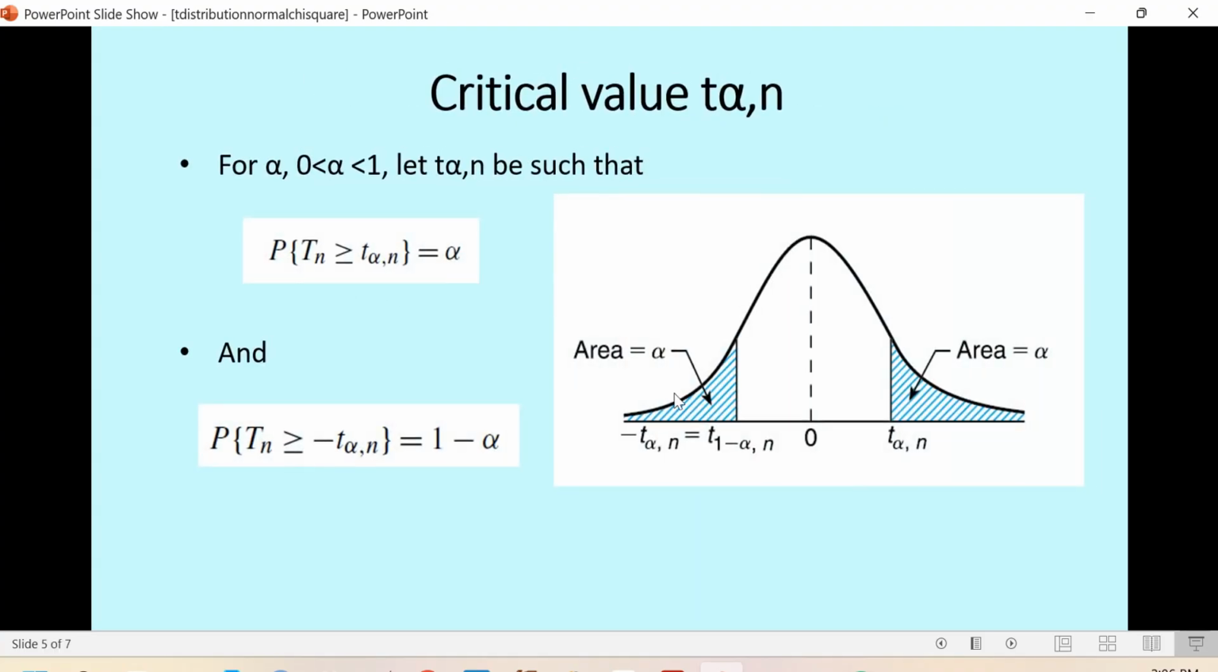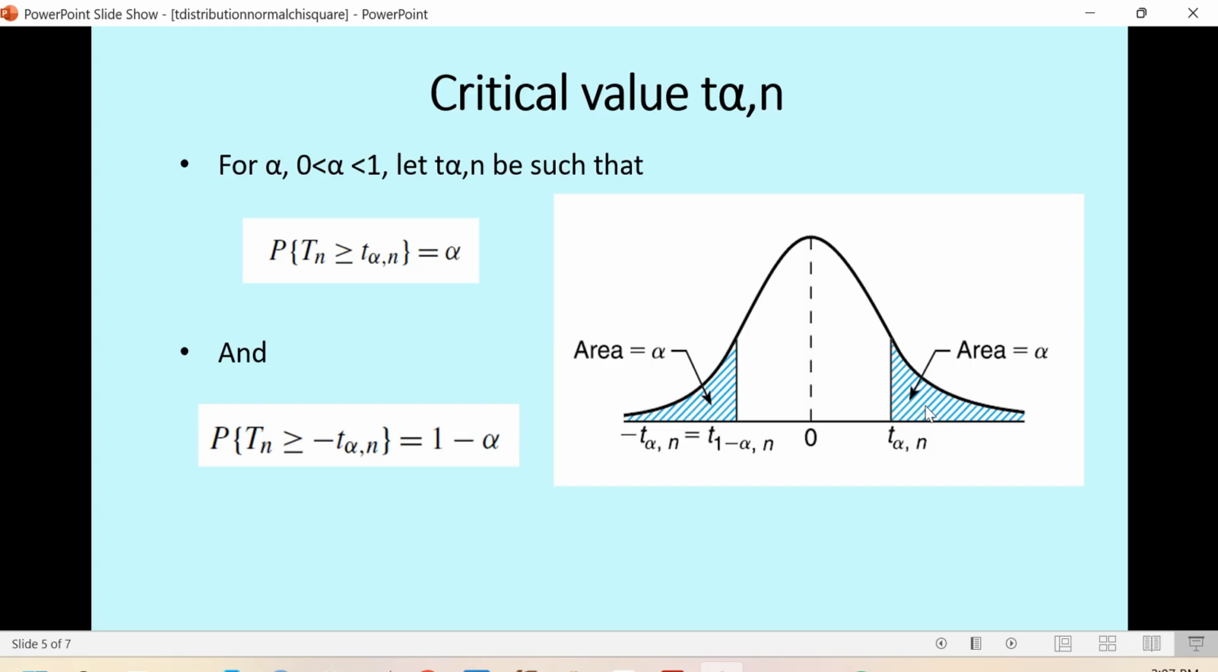The critical value is very important, for example, in hypothesis testing and in calculating probability. Here we assume alpha is a value between 0 and 1, representing a probability. Then we can denote the probability of the t random variable being larger than t alpha n. Here t alpha n is the value we call the critical value. Larger than this critical value, the probability is alpha. Alpha is usually a relatively small value, for example 0.05.